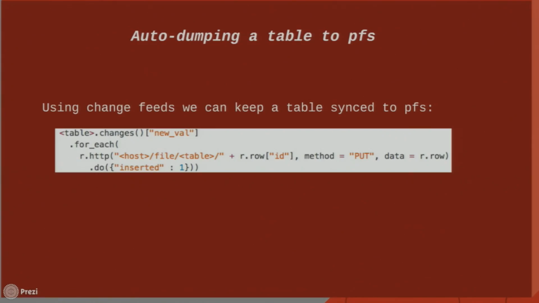And so now the query's evolved a little bit more. First off, we've put a .changes here in between our for each and our table. And then we've also added a bracket operator in there to pull out new val. That's just because when you get a result in a changes operation, you get an object with these two different values, the old val and the new val. We actually don't care about the old value at all. That's already stored in PFS and will get overwritten when we send in the new val. So we can just focus on those.